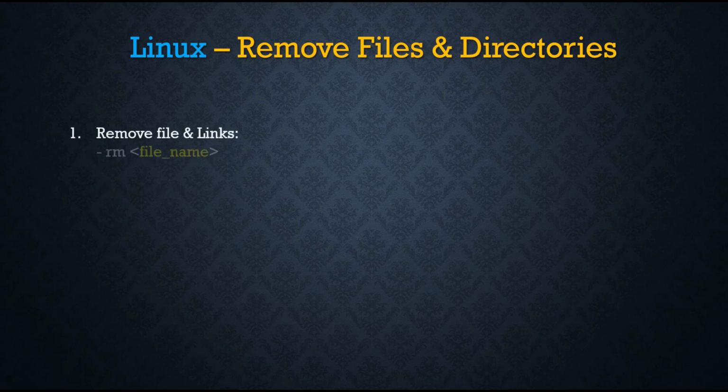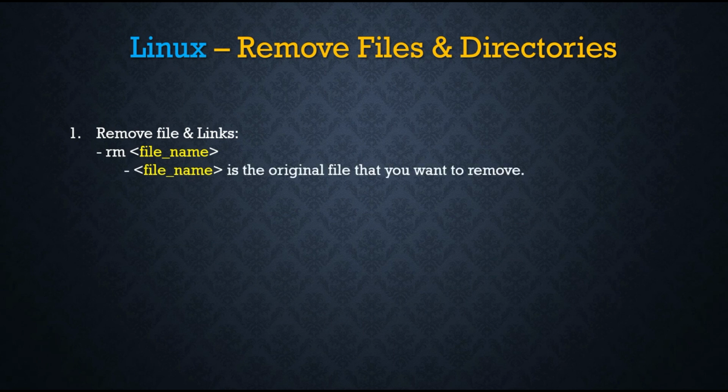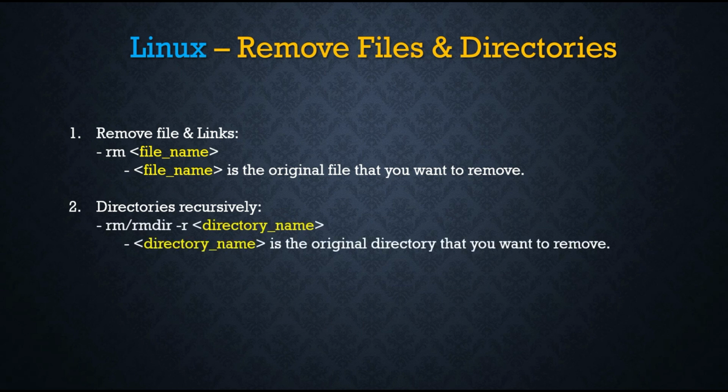So the first point we are going to cover is removing a file with the rm command and the file name, where the file name is the original file name that we want to remove. And then we will cover removing directories recursively. So we will use the rm command with option R. The directory name is the original directory that we want to remove, and the R is the option that we will use to remove our directory and all its contents recursively. So now let's jump into our Linux terminal and show you how these commands actually work.